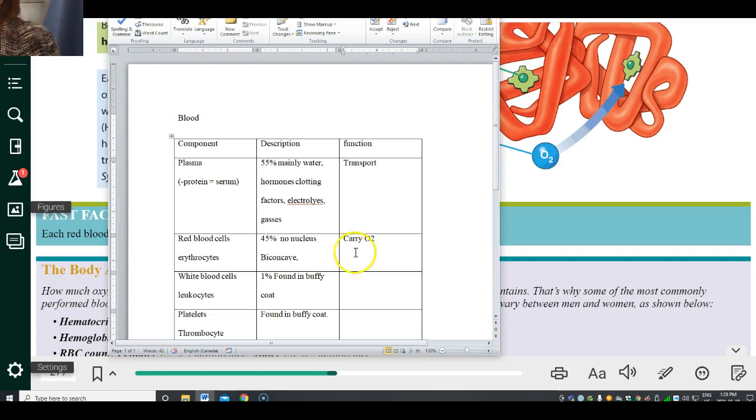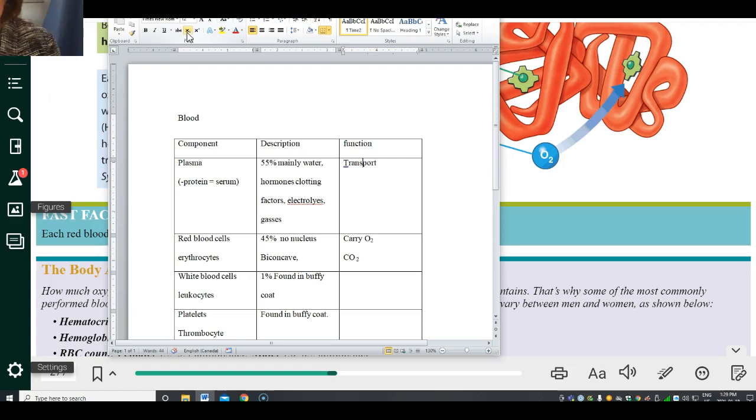Now, depending on what program I'm using, please realize the 2 should be down below. It is a subscript 2, showing that there are 2 atoms of oxygen. I can't put that in some places in Blackboard, but please get in the habit of putting it in if you can. And then it also carries carbon dioxide, but not specifically.